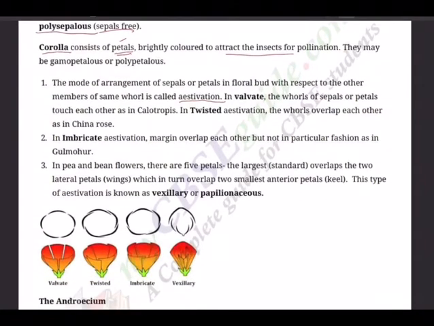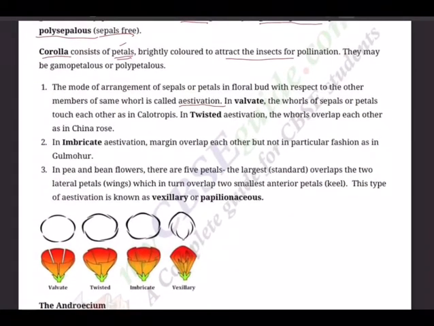Now I want you to look at the diagram. This is valvate, and you can see the arrangement of petals and sepals. In valvate, the sepals or petals touch each other, as in calotropis. So they are touching each other, you see, but they are not attached. Individually they are just there. So that's valvate. And the second one, twisted. You can see one is overlapping the other, in this diagram, twisted.